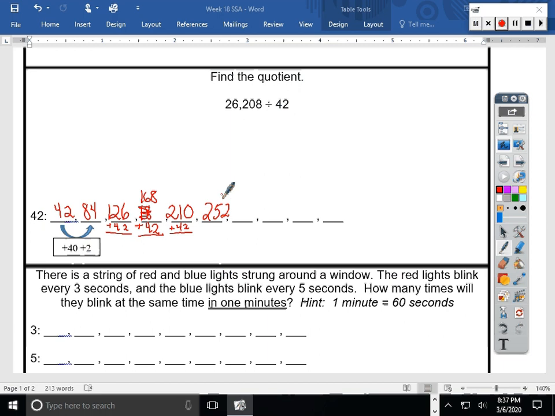So 40 changes a tens digit. So I have 292 plus 2 more should make 294. I'm going to try this again. I'm going to add 42 to this number.